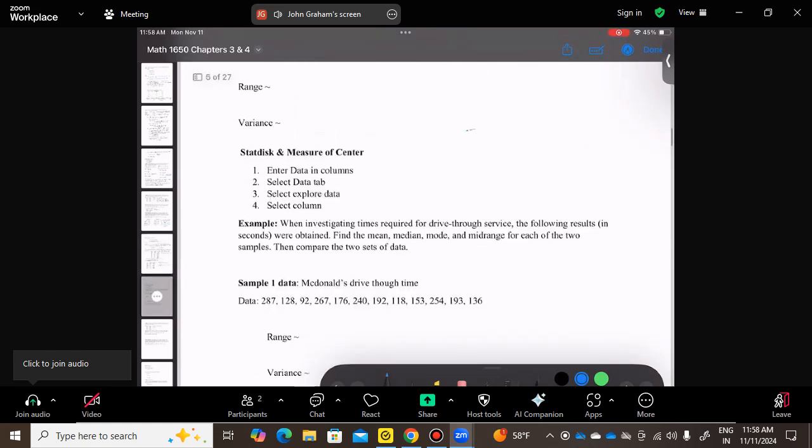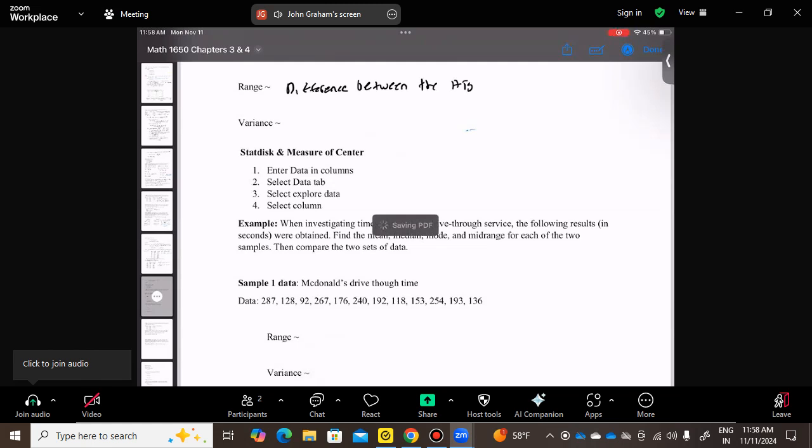So now again, range. I know I've given the equation, I haven't defined it. So it is the difference between the highest and lowest data values.